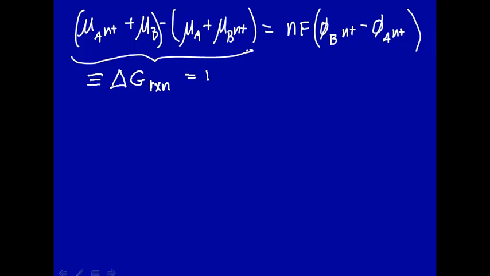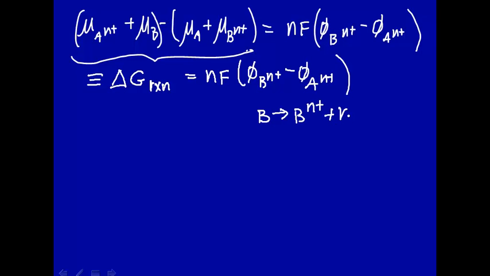And that then is equal to nF times the potential of B^n+ minus the potential of A^n+. Now, what I'm going to say is that this represents an oxidation potential. So, for example, if we have a B being oxidized to B^n+ plus n electrons, this is the potential for that oxidation. This is the potential for A^n+. So this is that minus that, but there's no electric potential here, so it's just that. And similarly that. So these are oxidation potentials.